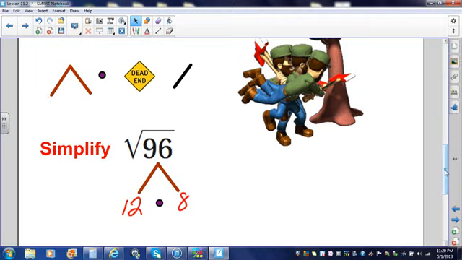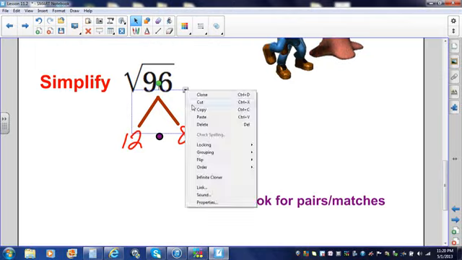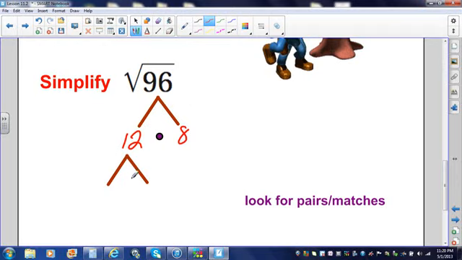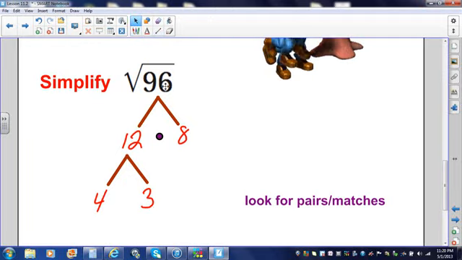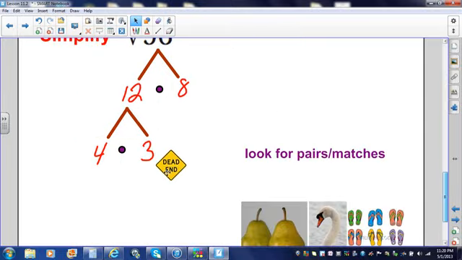And I'm going to ask myself, can I chop down 12? Yes, I can. I can chop down 12 to 4 times 3 or 6 times 2, your choice. I'm going to go with 4 and 3 because I'm feeling like a 4. Can we break down 3? No, you can't break down 3. That's just 1 times 3, so that is a dead end. Can we break down 4? Well, yeah, that would be 2 times 2.